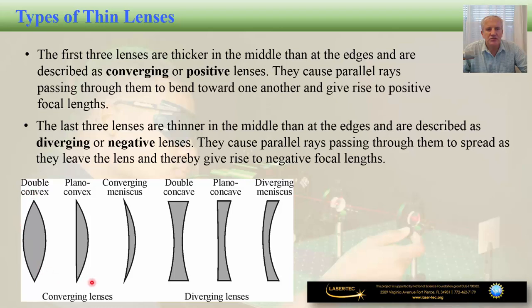As opposed to the 3 lenses on the left hand side, we also have 3 lenses on the right hand side that are thinner in the middle than they are at the edge. So these types of lenses are so-called diverging or negative lenses, and they cause parallel rays passing through them to spread as they leave the lens and thereby give rise to negative focal lengths.